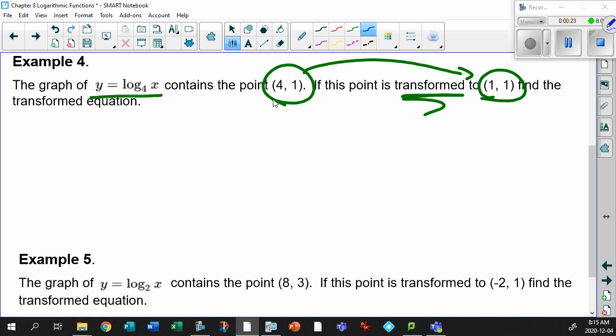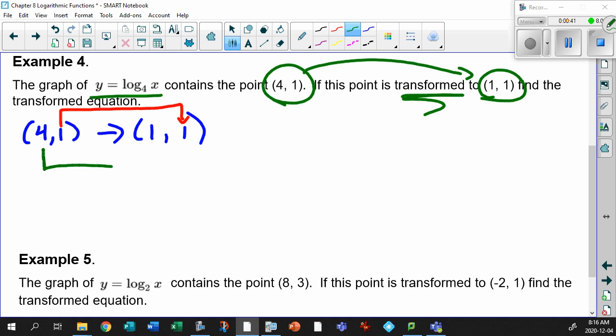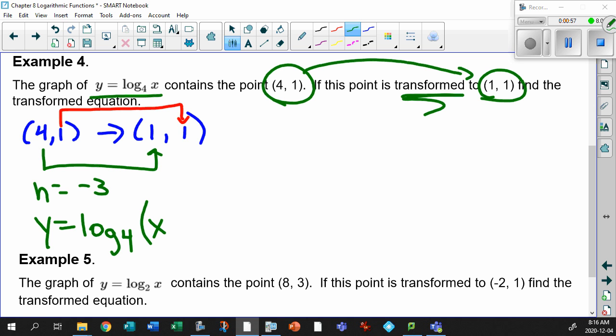It's really quite interesting. You can look at this as a horizontal translation. Think about it. You're going from (4, 1) down to (1, 1). So look at the y's. Nothing's happening in the y's here, but look what's happening in the x. The x is going down by 3. So in fact, there's your h value and there's your transformation right there. Boom, it's done. That's simple. So you're going to go y equals log base 4 of the transformation of x minus a minus 3, which is x plus 3. Remember that minus a minus thing in there.